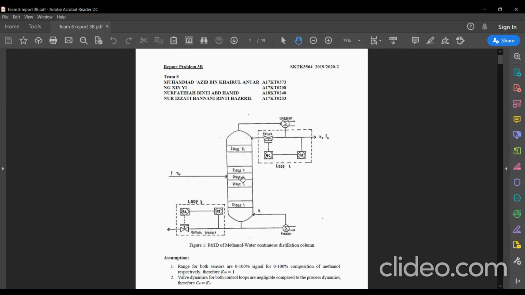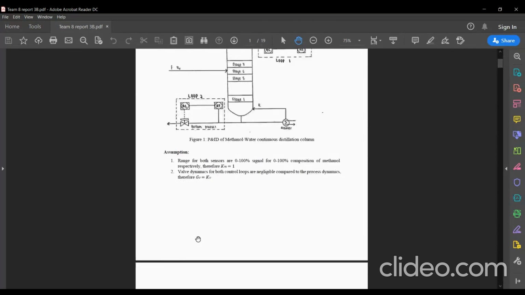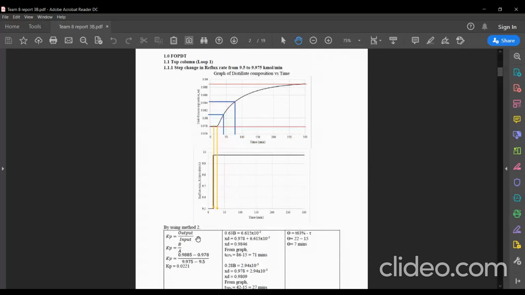Today I would like to present our report problem 3B, and this is our BNID diagram. We consider two loops, one at the top and one at the bottom. According to the information given, we have Km equal to 1 and we assume GV is equal to KB. First, we will find the first-order plus dead time model at the top column.